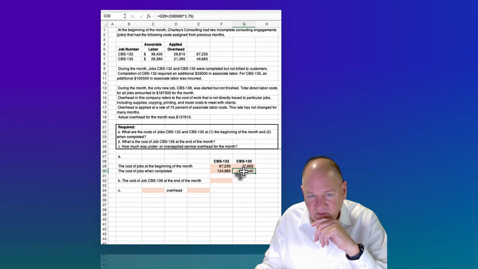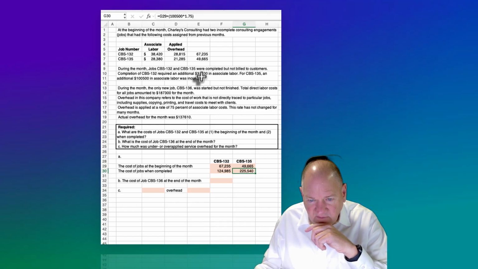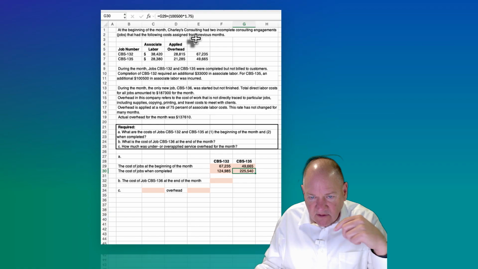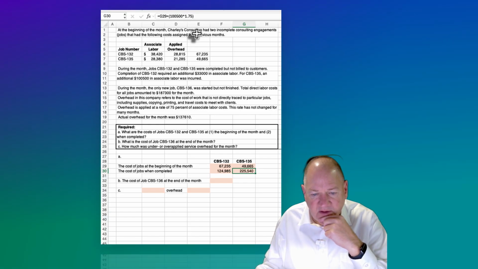If we go over here, we see G29. We see the 100,500 that came from here on row 11. And again, multiplied by 1.75. That's one time for the direct labor cost and 0.75 for the overhead cost.